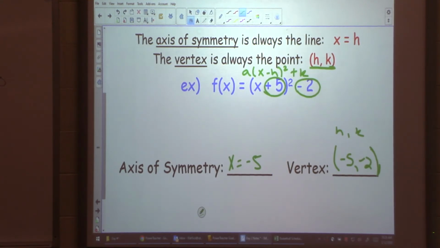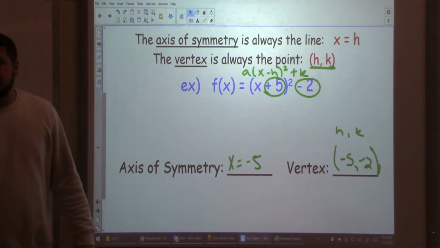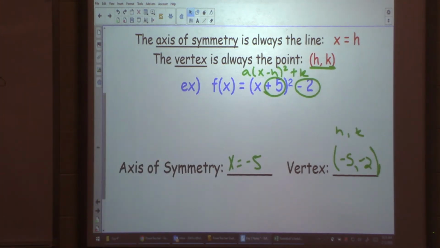No. Are there any questions? So that's our second way that we can see our quadratic equation written: standard form, vertex form. Okay, any questions? Then let's get to graphing. I believe that's our next step here.